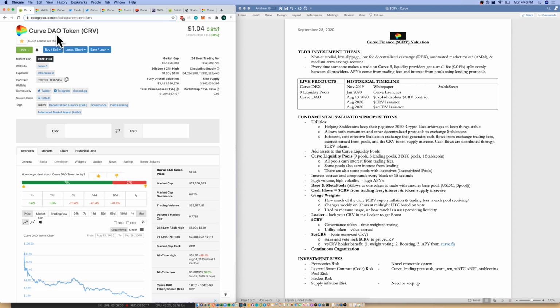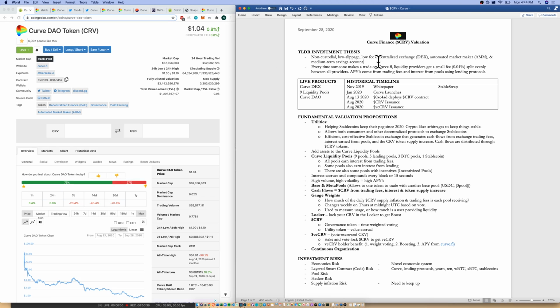Today we're talking the CRV DAO token, #CRV, a little over a dollar per token at the moment, $67 million market cap, but a fully diluted market cap of $3.4 billion. So we'll see a big difference between our circulating supply and our max supply, which is what we really care about, and we'll dive deep into that today.